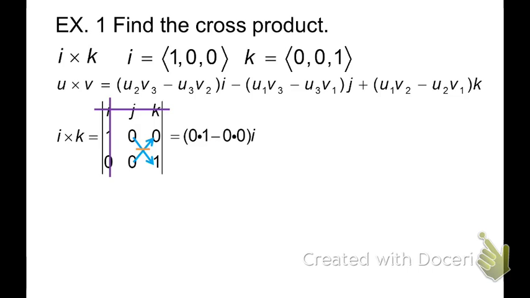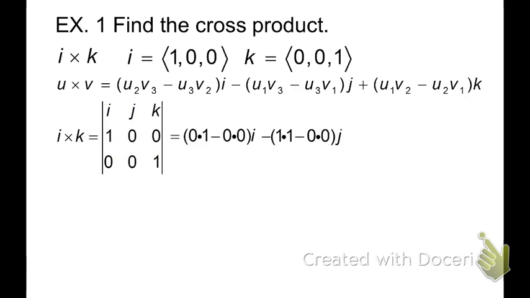Okay, next we're going to go to the next column and mark it out. Then we're going to multiply across again. So 1 times 1 minus 0 times 0 this time. Now after the i will always be a minus in the formula, and then the numbers that we just multiplied out followed by j. So minus 1 times 1 minus 0 times 0, j.